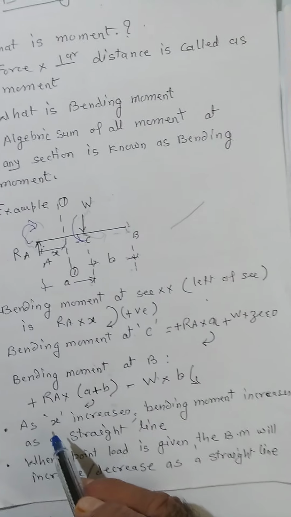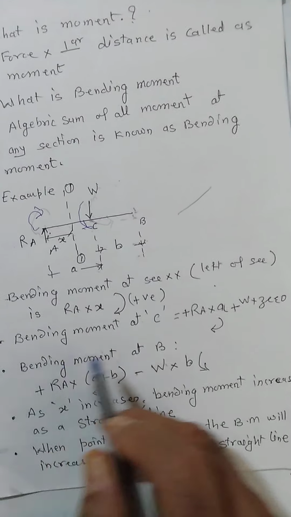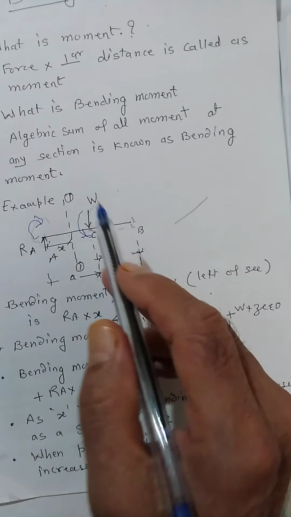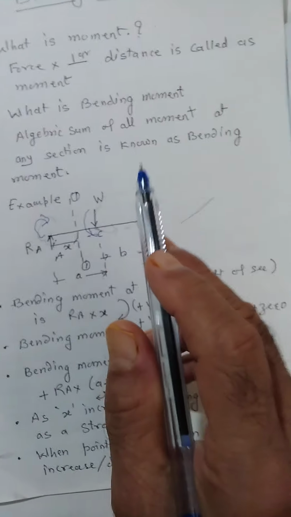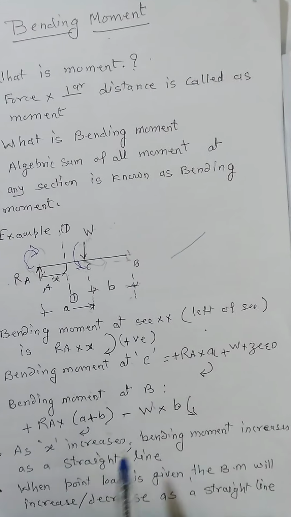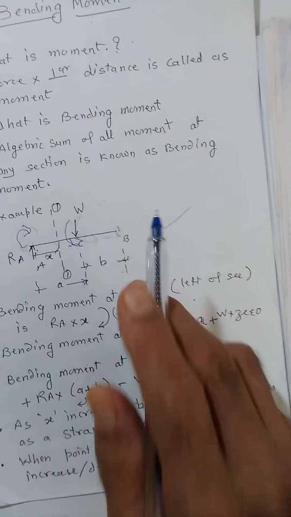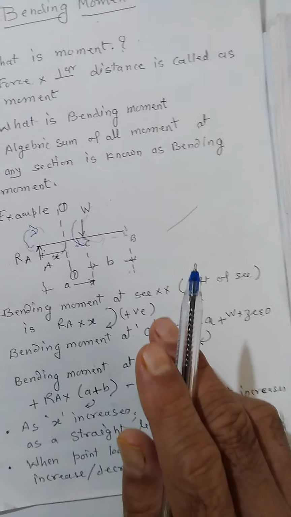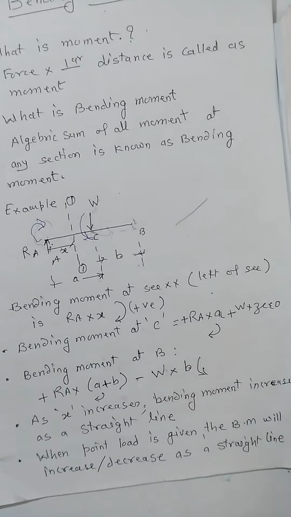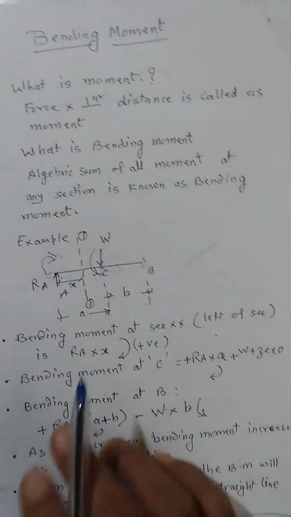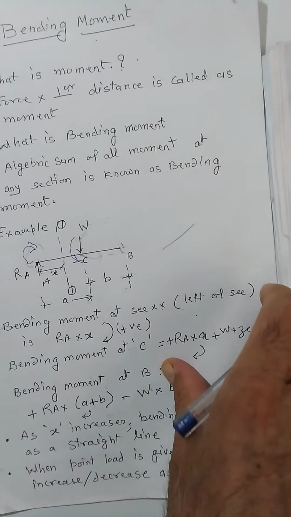Bending moment is nothing but taking the moment at any section. As x increases, bending moment increases. X decreases, bending moment decreases. This is all about the point loads.